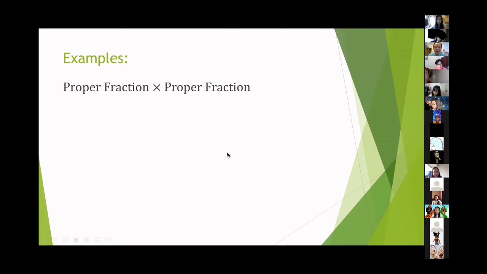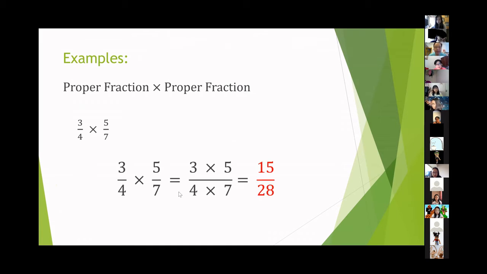For example, proper fraction times proper fraction, very easy one, right? 3/4 times 5/7. Just multiply the numerator and get the resulting numerator. Denominator times denominator equals this. So 3/4 times 5/7 equals 15/28.